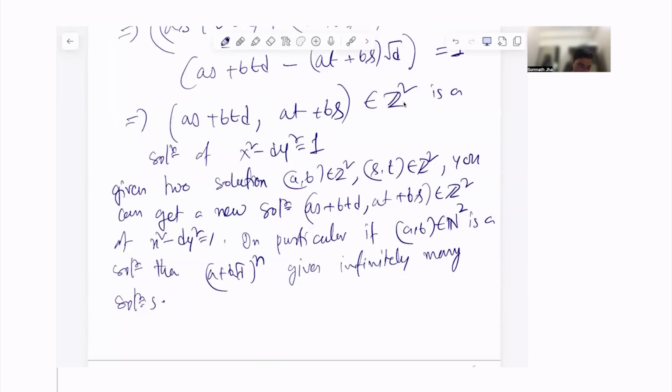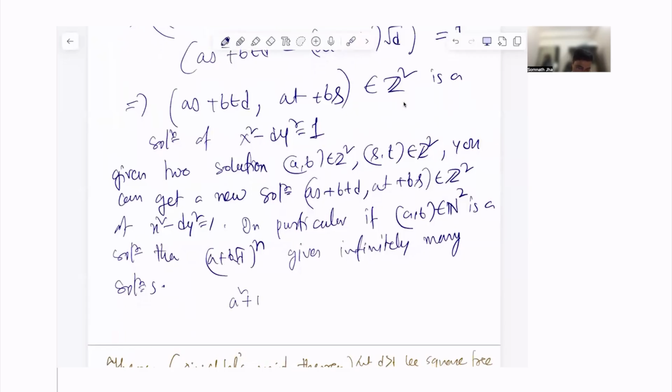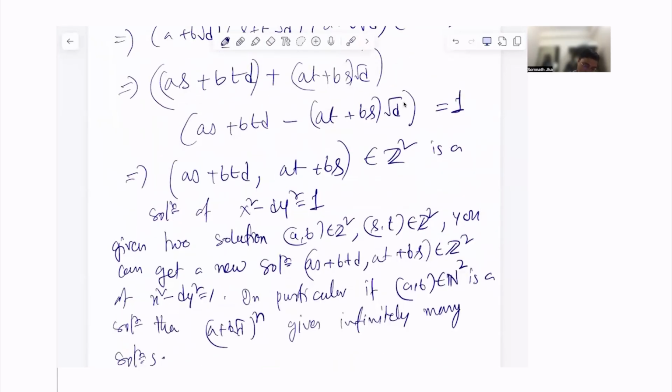Okay, so you understand what I mean here. You take s equal to a and t equal to b, then you get a² + b²d, and here 2ab. So the square of that will give you another solution, right?